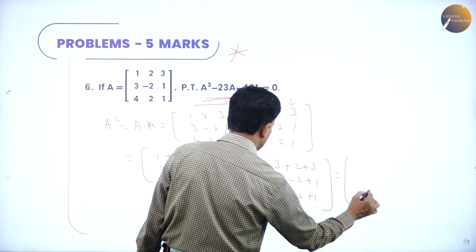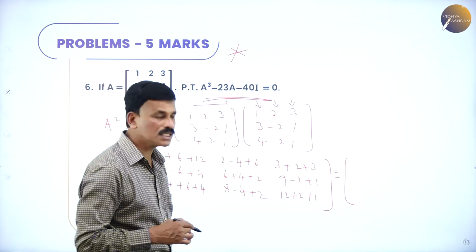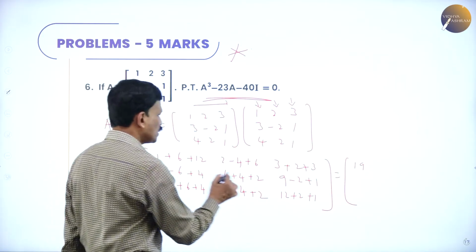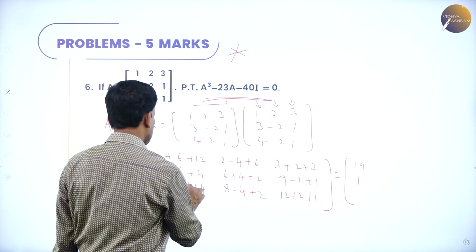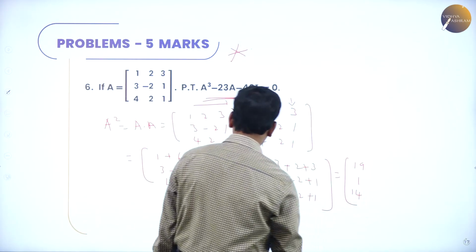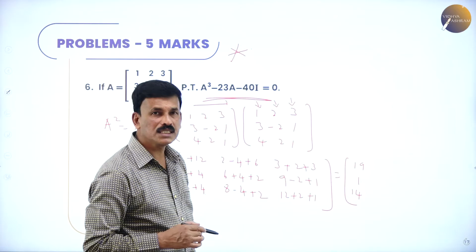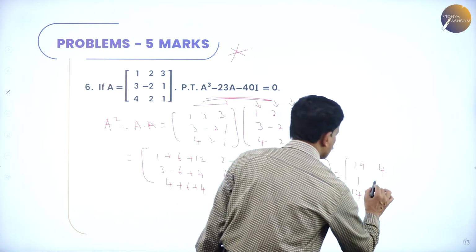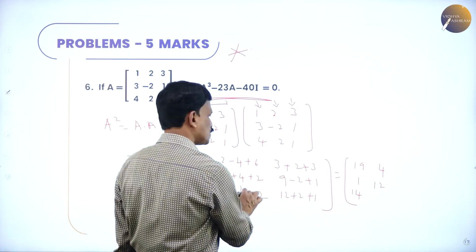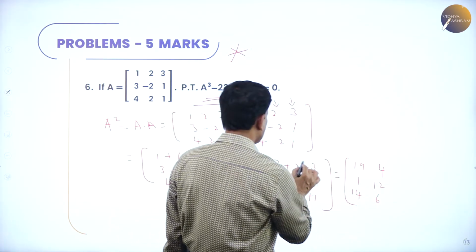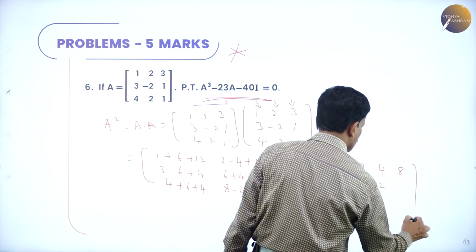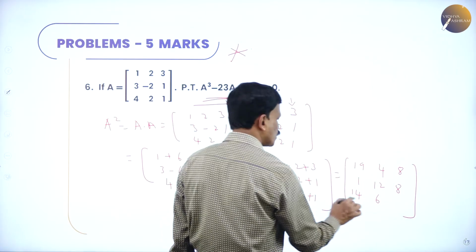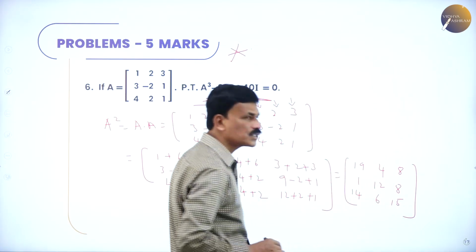If you add, what we will get? 12 plus 6 is 18 plus 1 is 19 here. So, 3 plus 4 is 7, 7 minus 6 is 1, again 6 plus 4, 10 plus 4 is 14, again 2 plus 6 is 8, 8 minus 4 is 4, again 6 plus 4 is 10 plus 2 is 12, then 8 minus 4 is 4 plus 2 is 6, again 3 plus 2, 5 plus 3 is 8, then 9 minus 2 is 7 plus 1 is 8, again 12 plus 2, 14 plus 1 is 15. This is A square. Okay.